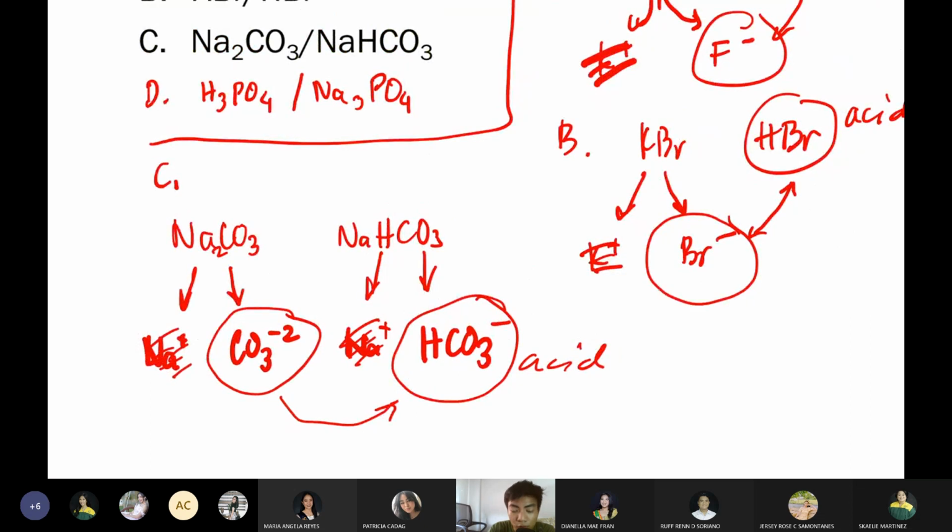So ibig sabihin, at home, you can prepare buffer solutions. Bili kayo ng baking soda, pati baking powder. So yung baking soda, sodium bicarbonate yon, baking powder, that's sodium carbonate. Paghaluin mo yung dalawang yon, buffer solution na yon. Okay? So ganun lang, ka-easy. Kaya ito gawin sa bahay. Although wala tayong pH meter, kaya hindi natin talaga masasolve. Okay. So this one is a buffer solution.